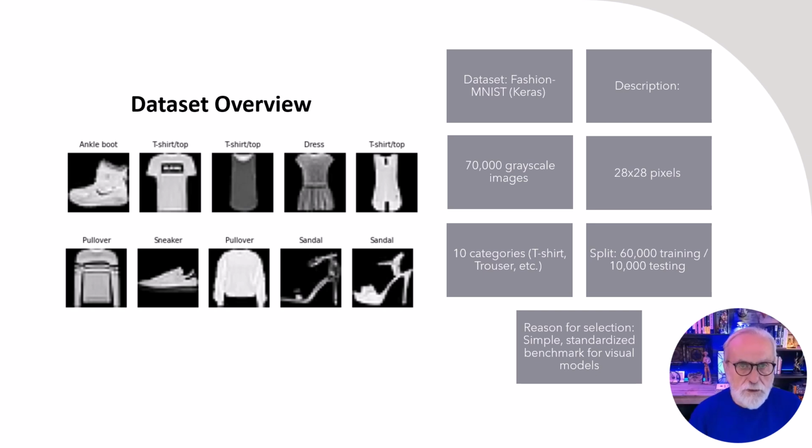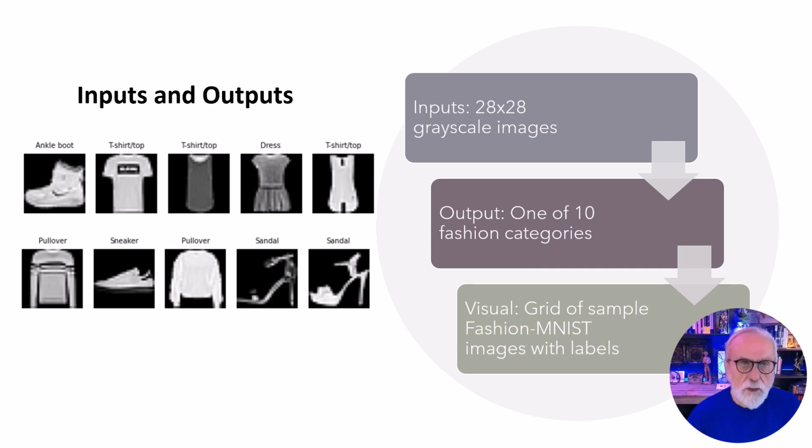Fashion-MNIST provides a non-trivial image classification task, making it ideal for evaluating traditional and deep learning approaches. The inputs are 28 by 28 grayscale images of clothing, and the output is one of 10 fashion categories, sneakers, coats, or shirts. Here you can see a sample of the dataset showcasing the different classes.